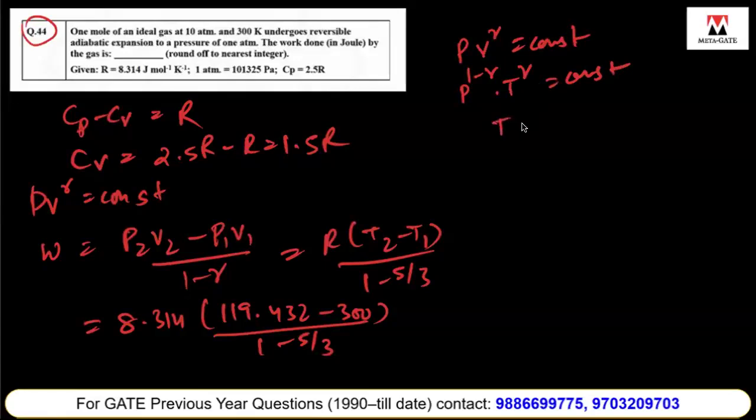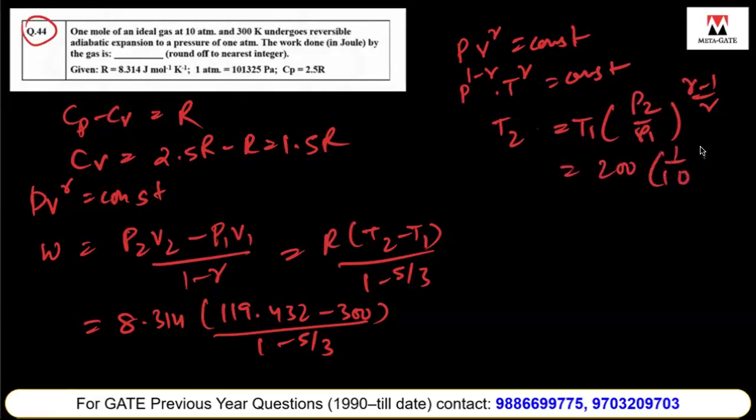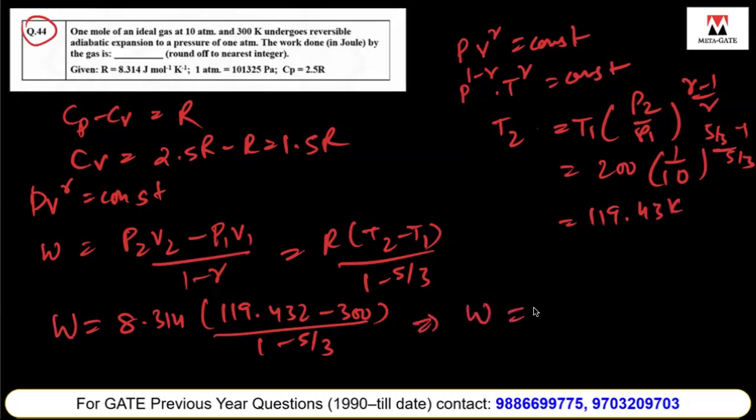Then you get T2 is equal to T1 into P2 by P1 whole power gamma minus 1 by gamma, which is equal to 300 into 1 by 10 whole power 5 by 3 minus 1 by 5 by 3. So if you calculate, you'll get 119.43 Kelvin. And work done is 2251.86 joules.